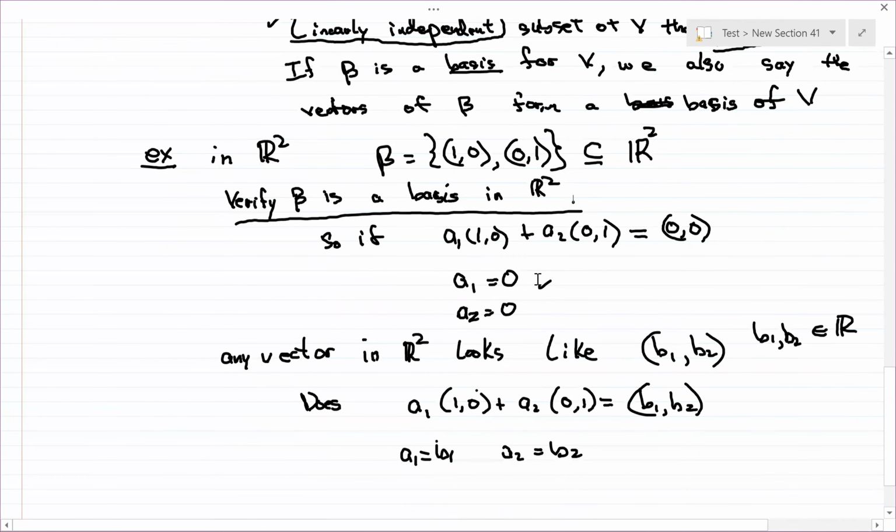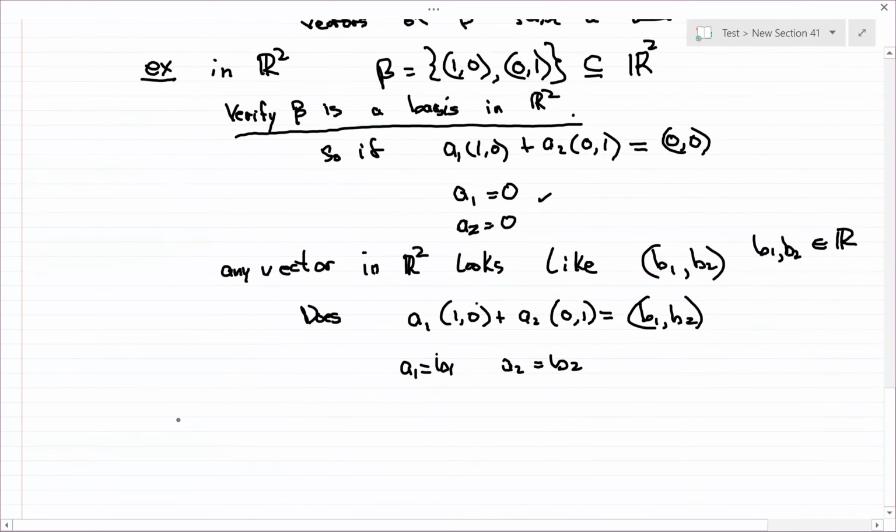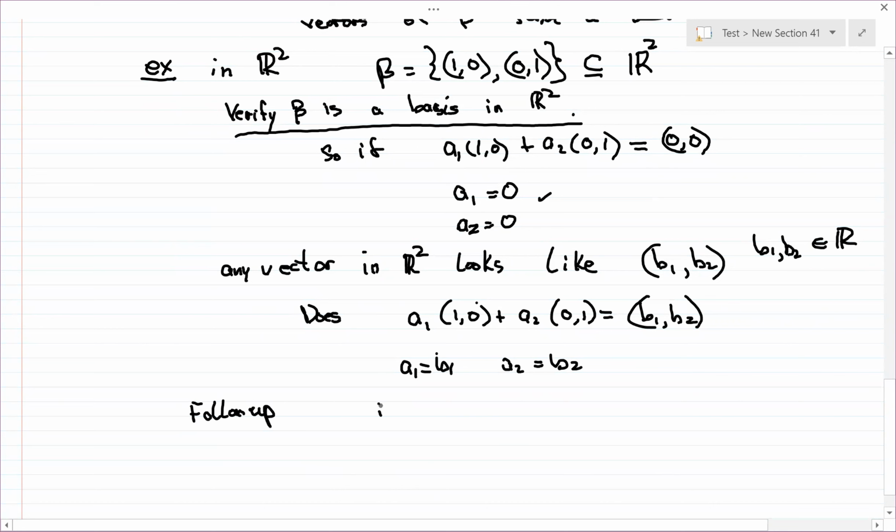Let's do a follow-up example. Is (1, 1) and (1, 0) a basis in R2?